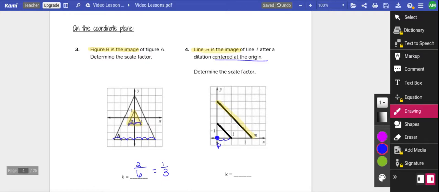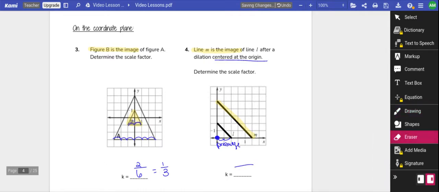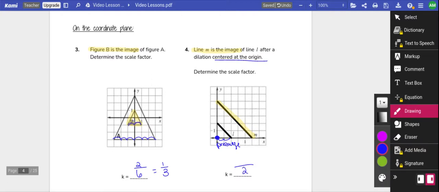but that's my pre-image, which goes on the bottom of my ratio. And line M, ooh, how far is that from the origin? 1, 2, 3, 4, 5. So this scale factor is 5 to 2.